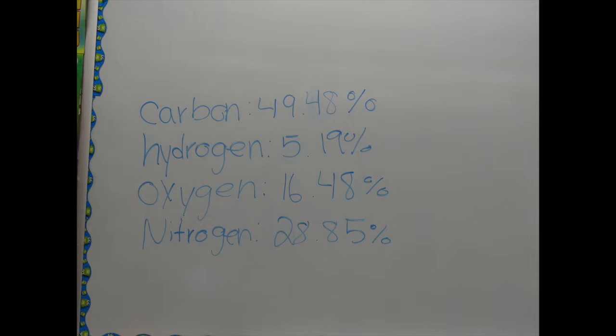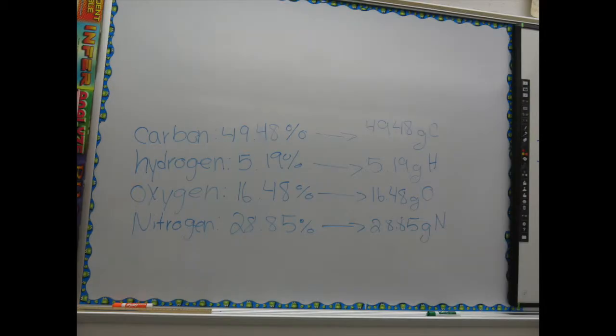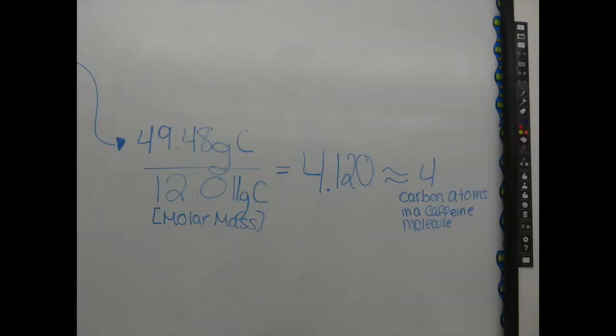First, write down what you know. Got it? Great. Next, a good trick is to assume the sample is 100 grams and put all the percentages into grams. Awesome. Let's start with carbon. Take the grams of carbon you have found and divide it by the molar mass of carbon, which can be found on the periodic table. This tells you approximately how many atoms of carbon are in this molecule. The answer is 4.12, which is approximately 4 carbon atoms.